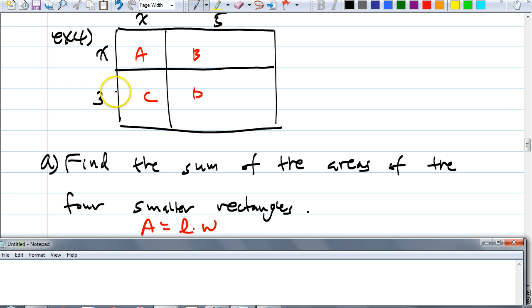Somebody tell me the area for C here. Michael? 3x. How'd you know that? It's 3 times x, right? How do you find D? Because it doesn't tell you anything about the side. Christina, do you know how to find the area of D? Yeah, it's 3 times 5.